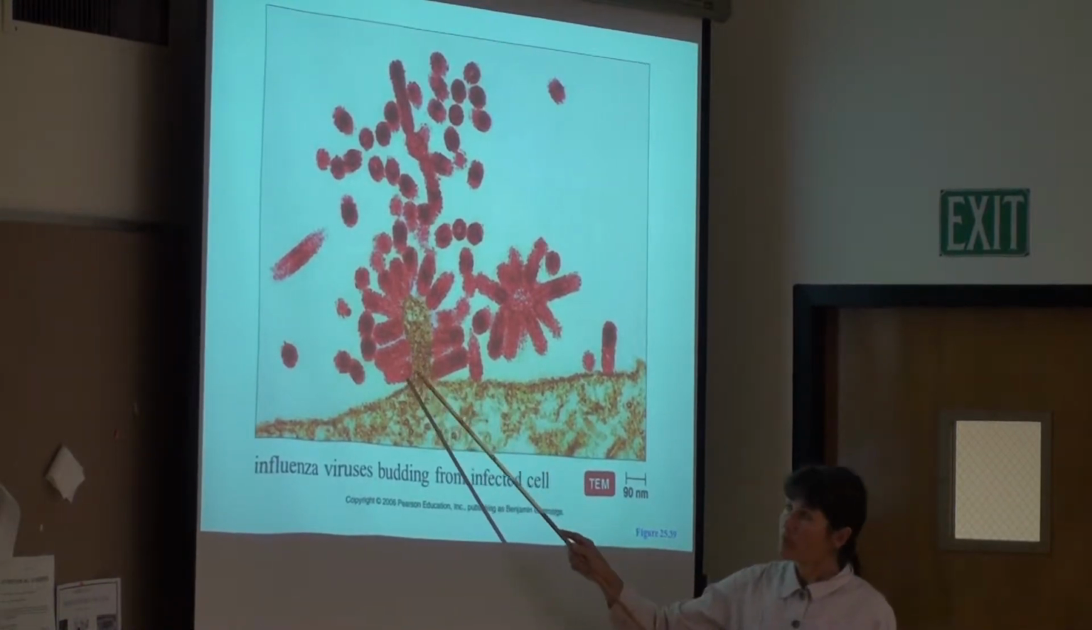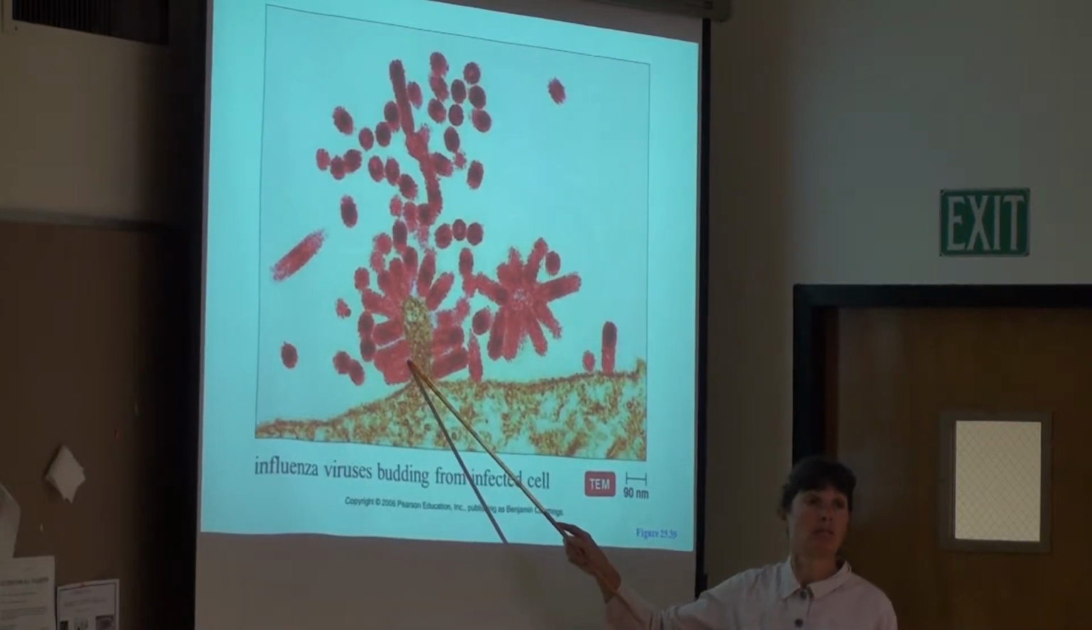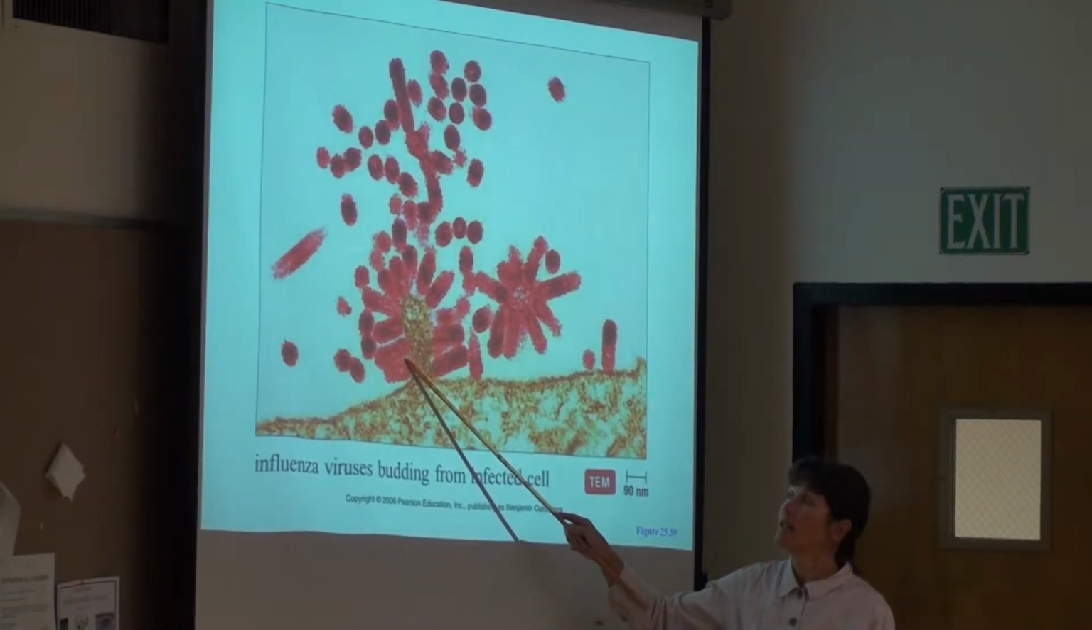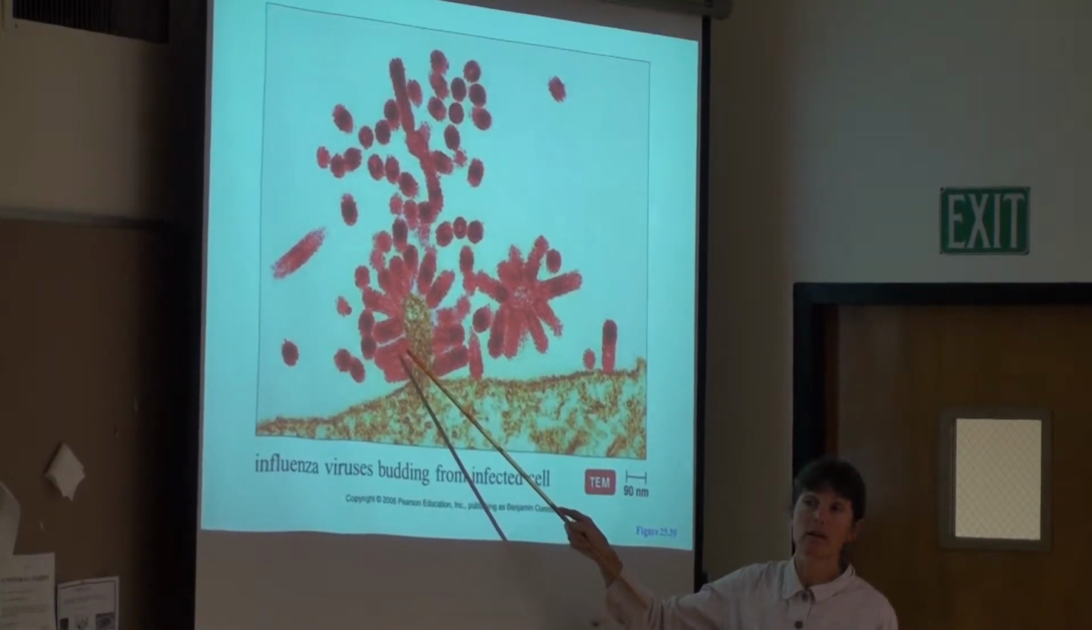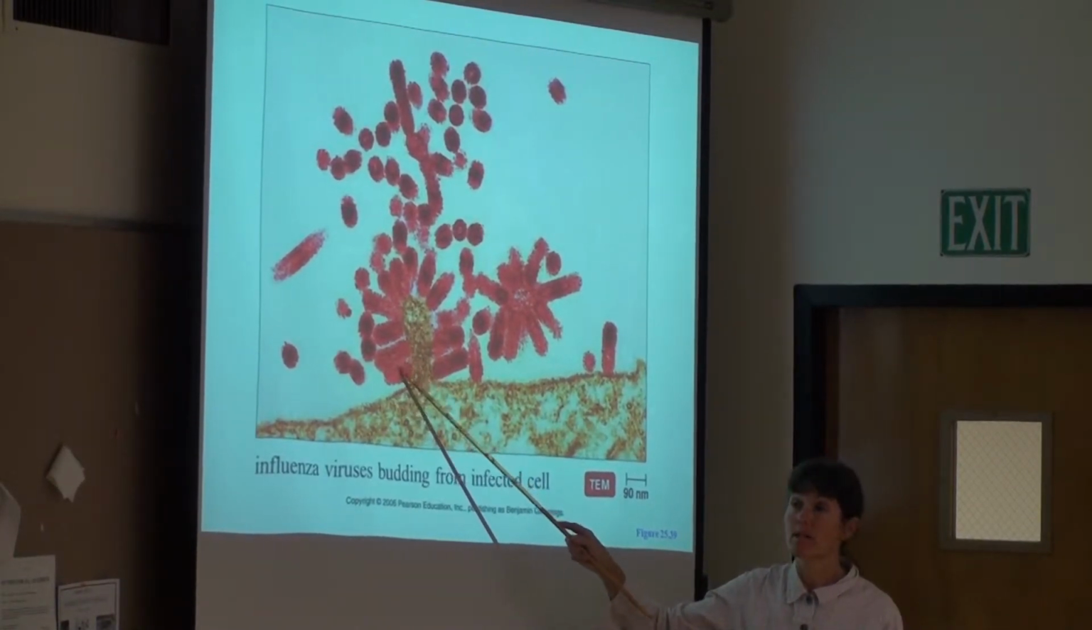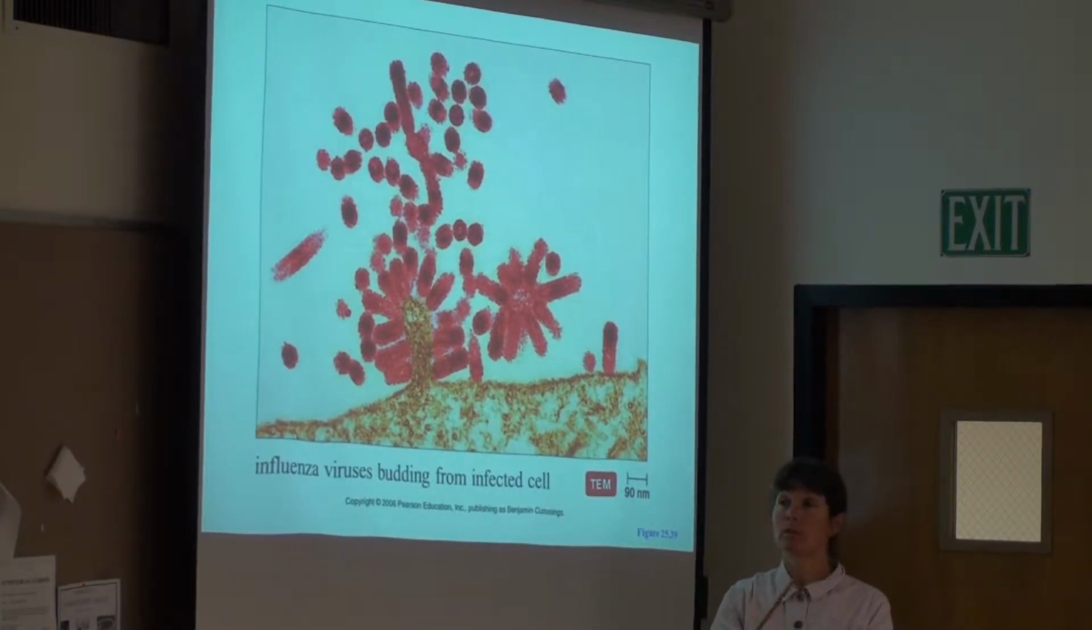So one function for the neuraminidase, which is also on the surface, is to hydrolyze, destroy, the sialic acid on the envelope of the influenza viruses so they won't clump together. That will increase their escape from the host cell.